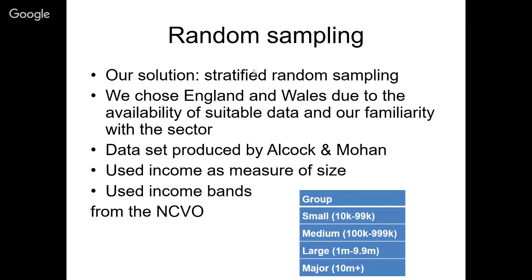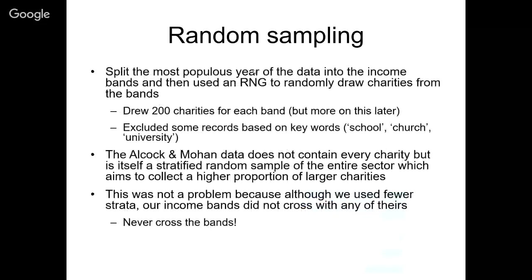We picked income as our measure of size, and we picked income bands to stratify our sample from the NCVO, and they're there in that small table. So four categories: small, medium, large, major, with their income bands next to them. The way we treated that data when we had it is it was a panel or a repeated cross section of data. So we took the most populous year of the data, split it into the income bands as shown before, and then used a random number generator to draw 200 charities from each of those bands. So that was us taking our stratified random sample of the sector.